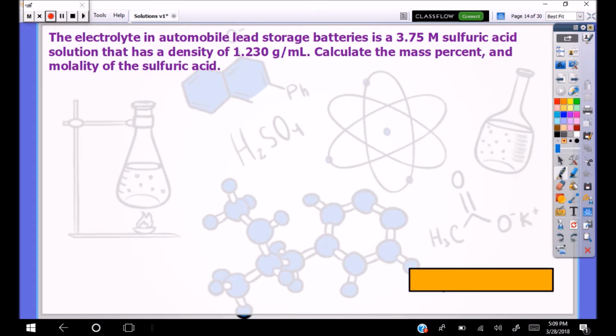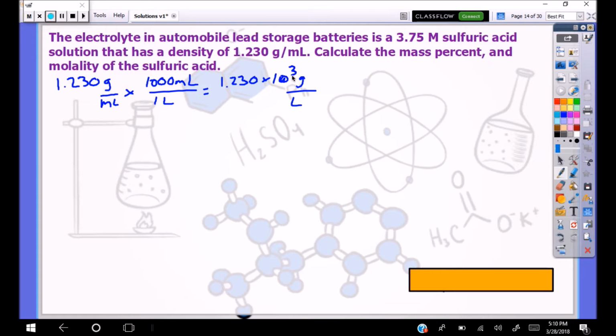So first, we want to use that density, 1.230 grams per mL. And we know that there are 1,000 mL per liter. And we end up with 1.230 times 10 to the third grams per liter. That is our overall amount of grams for our total solution. So this is the density of the whole solution, right? We do need to know, because first we got to figure out what we're finding.